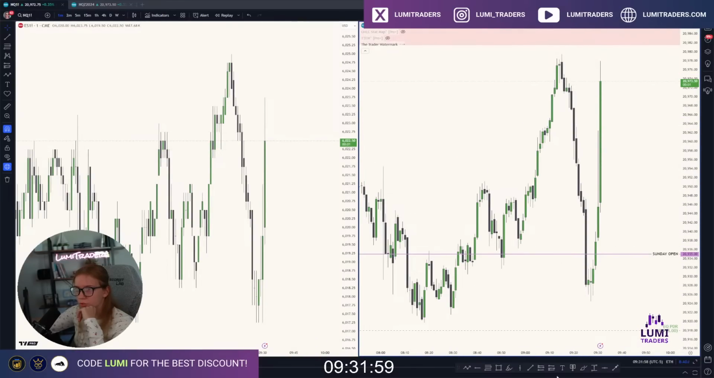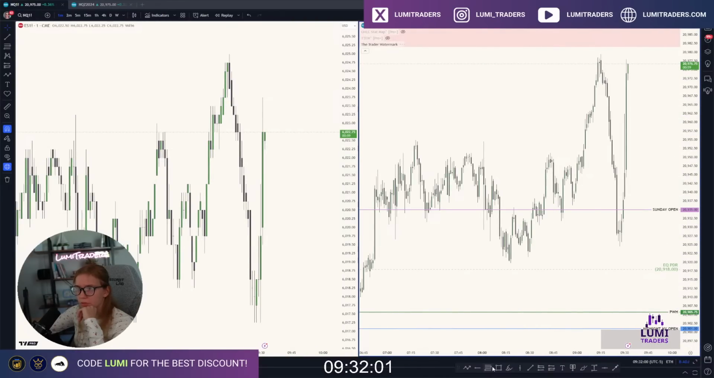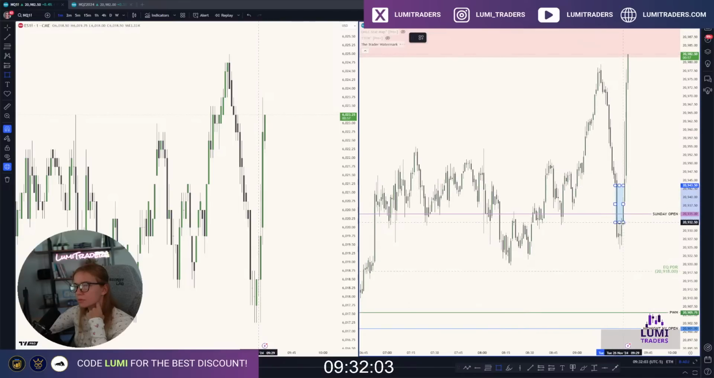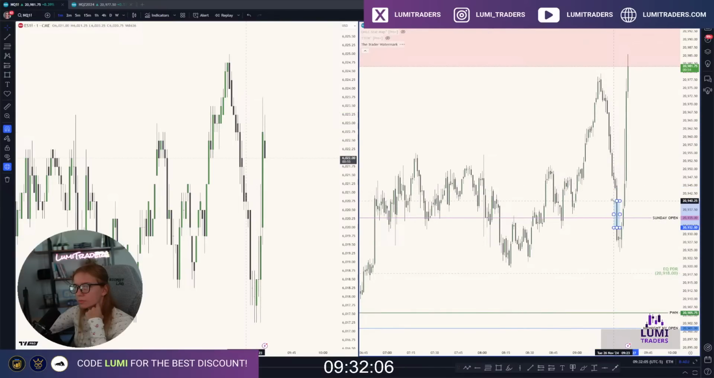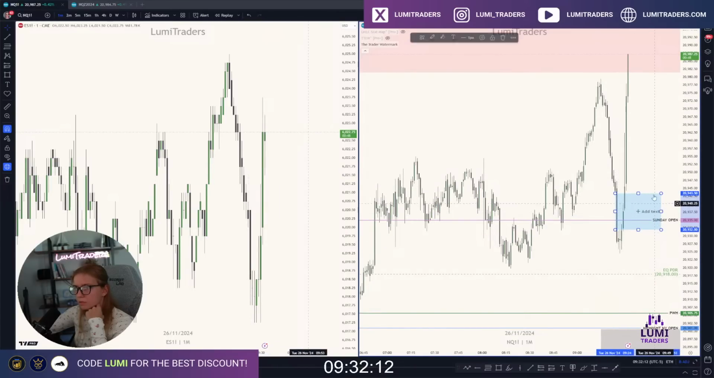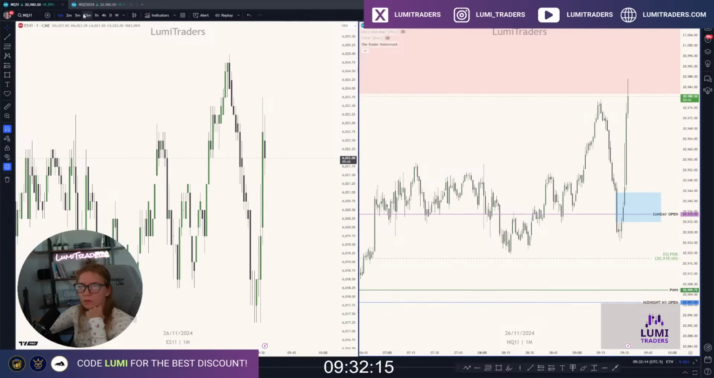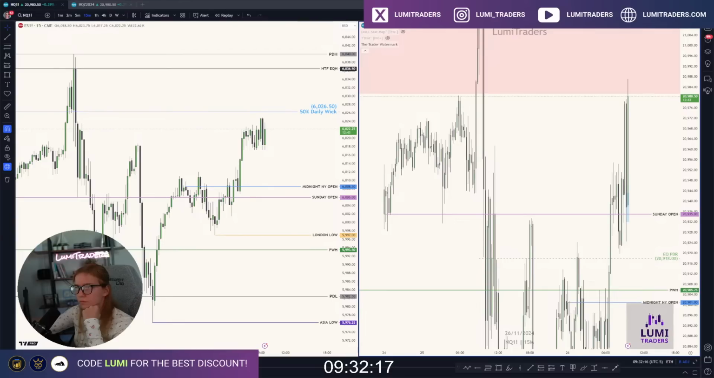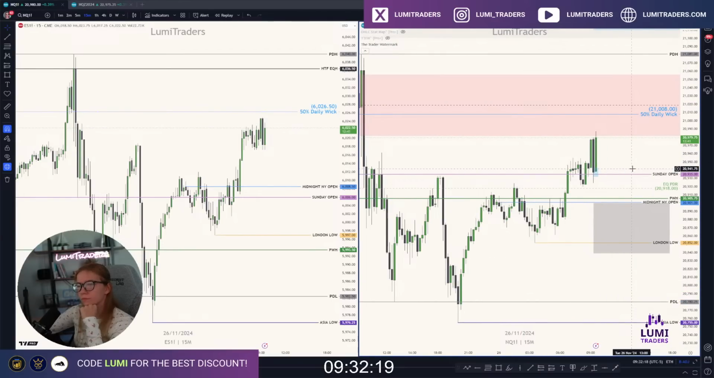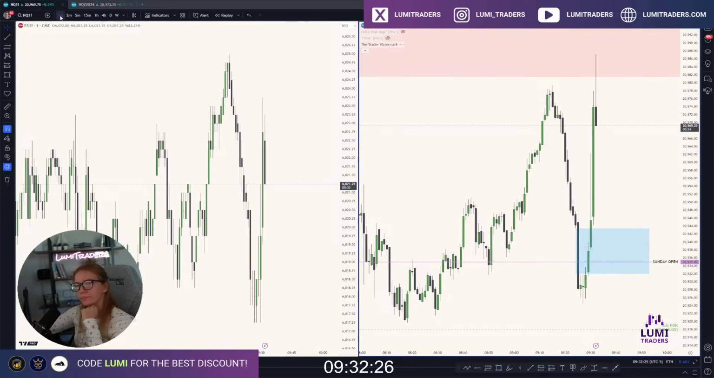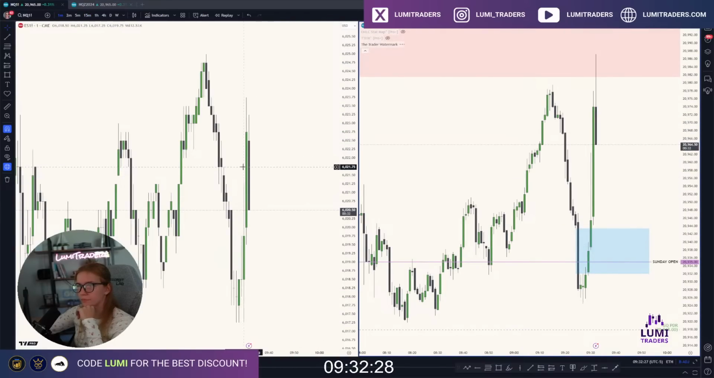We just got the closure above this fair value gap. This means we got inversion. Inversion right here. So basically below 50% still. Another SMT right here and right here.